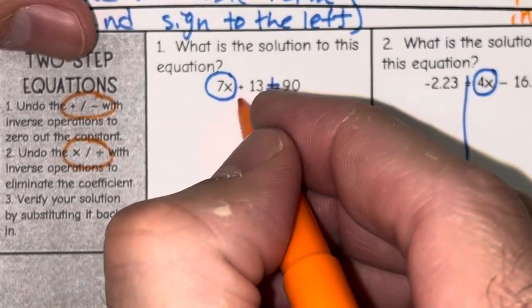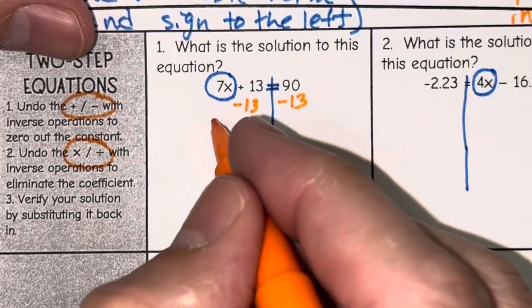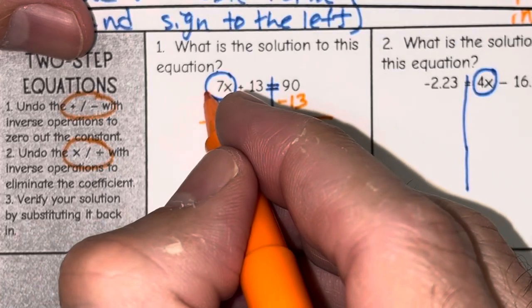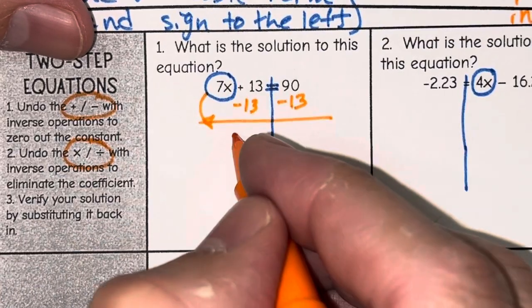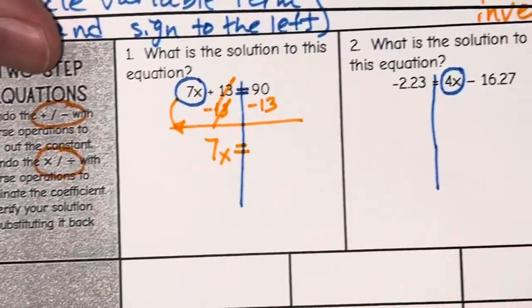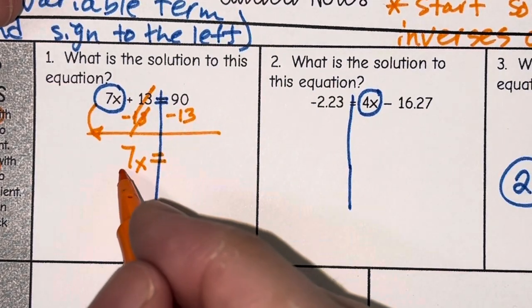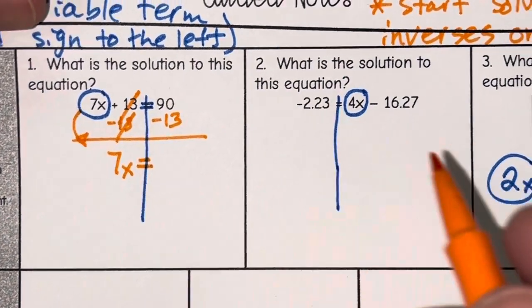So adding and subtracting, we're going to undo adding of 13. And what we do to one side, we're going to do to the other. And then that variable term comes down to the second step. And that's going to cancel. So 90 minus 13 divided by 7.